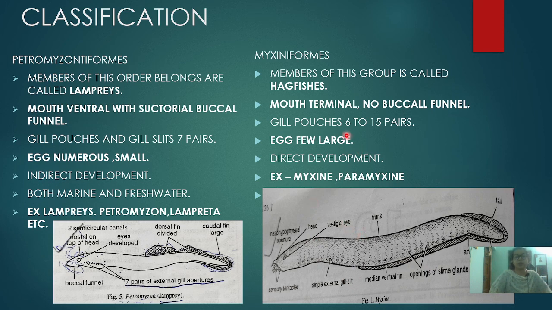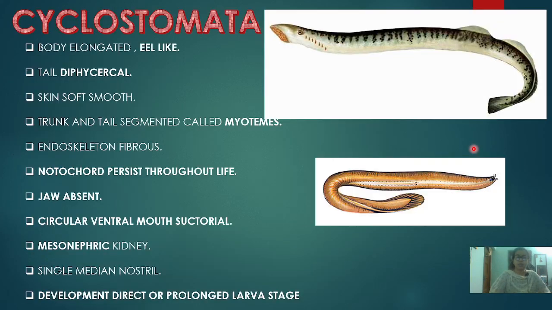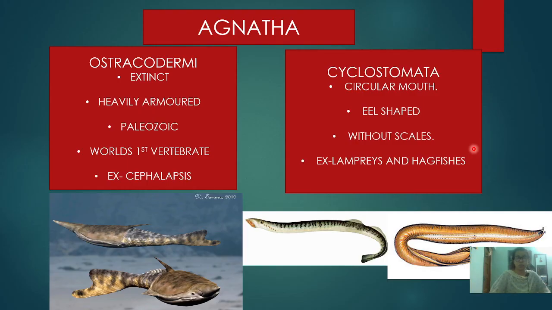And the gill pouches will be 6 to 15 pairs, and eggs are usually few but large. In lamprey, eggs were numerous but small in size. Here eggs are very few but large in size, and they show direct development. Example is Myxine. You can see this is the Myxine, Paramyxine, etc. So, this is the major difference between the Petromyzon, that is lamprey, and the hagfish. So, this is all about the Cyclostomata or the class Agnatha in detail.